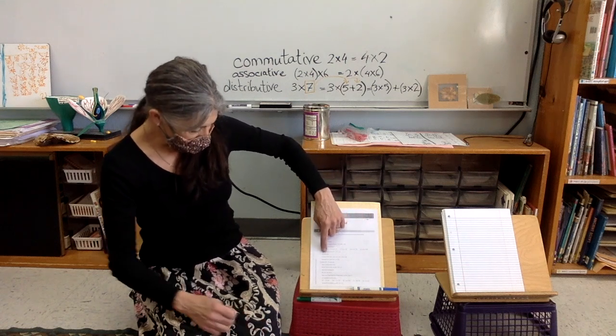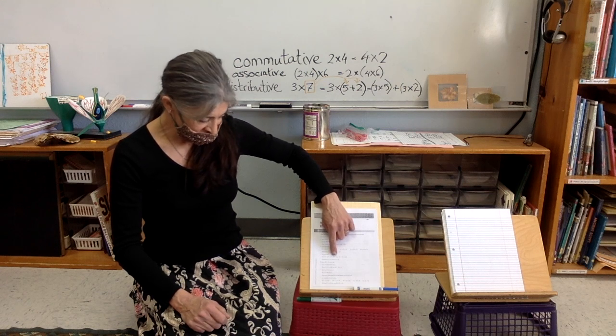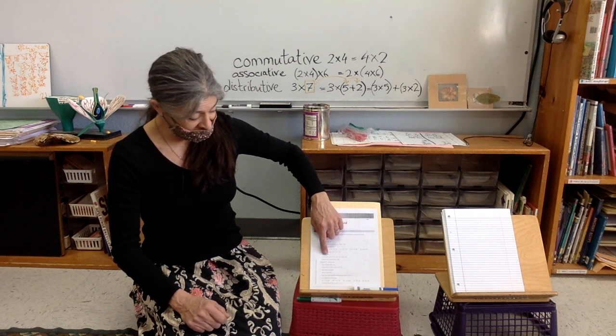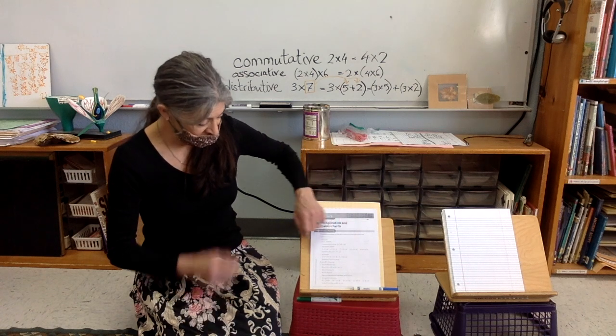Then you could do doubles. You could do 5 times 6 is the same as 5 times 3 plus 5 times 3. That's the distributive property, isn't it? Right? Which is 15 plus 15, which is 30.